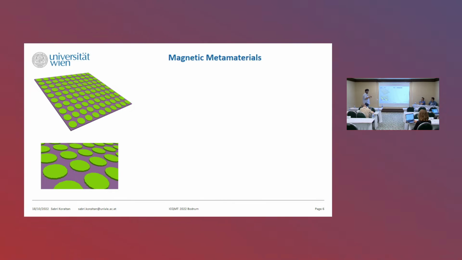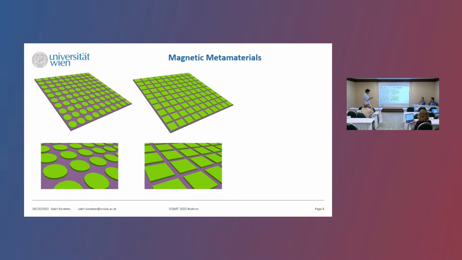Because we know how to play around with permalloy, we know how to control permalloy nanodots and arrays, they have been intensively investigated. We hope to be able to control the structures underneath. And of course, we are then not limited to nanodots. We can also have nanosquares. But I will not talk about this.